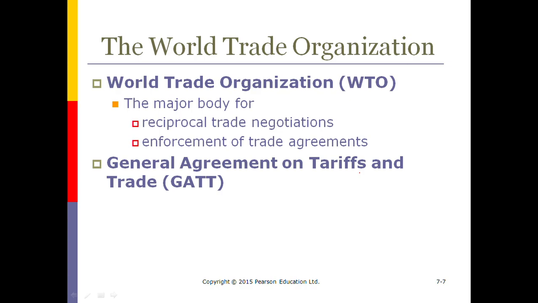Next, we'll talk about the WTO, that is the World Trade Organization. Now, the World Trade Organization is an organization of agreement between more than 153 countries of the world. What they have done is they have a set of agreements where there could be reciprocal trade negotiation or enforcement of trade agreements between the countries.